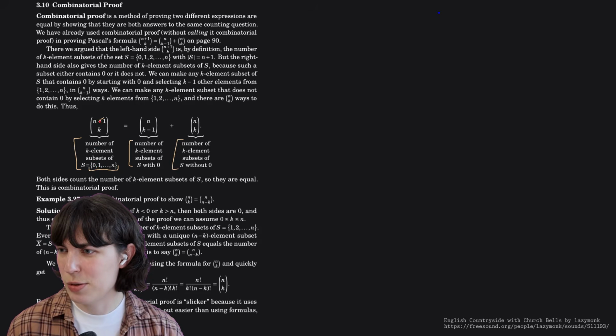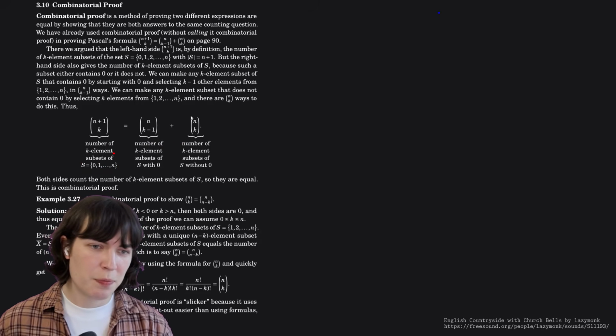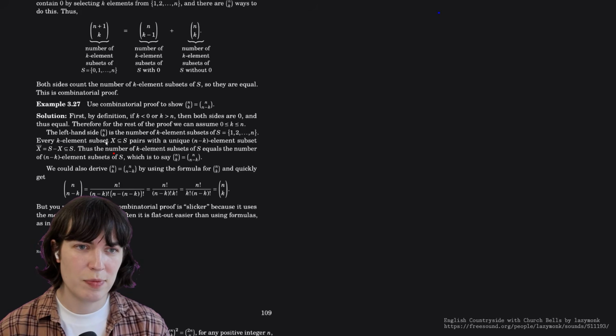So this plus 1 is like the 0 in this set, I guess we're saying. Maybe. Both sides count the number of k-element subsets of S, so they are equal. This is combinatorial proof. Okay.